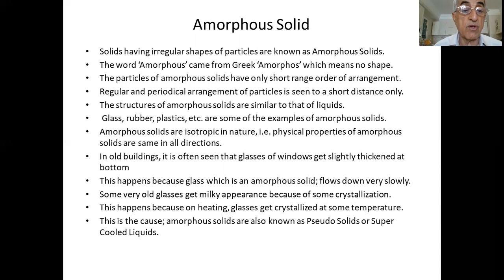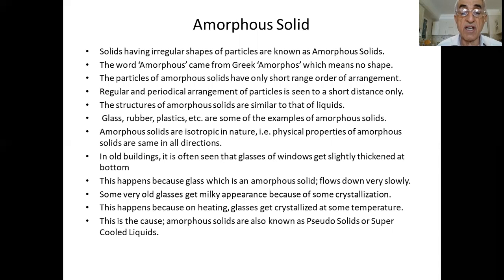Amorphous solid. Solids having irregular shape of particles are known as amorphous solids. The word amorphous came from Greek amorphos, which means no shape. The particles of amorphous solids have only short-range order of arrangements. Regular and periodical arrangement of particles is seen to a short distance only. The structure of amorphous solids is similar to that of liquids. Glass, rubber, plastics, etc. are some of the examples of amorphous solids.